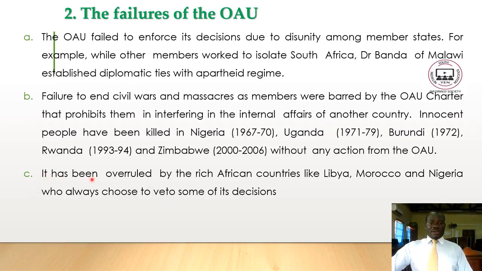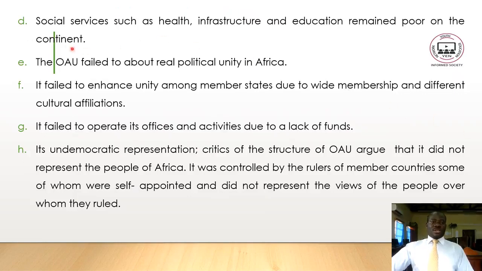It has also been overruled by the rich African countries like Libya, Morocco, and Nigeria, who always choose to veto some of its decisions. So those rich countries always reject, they veto. To veto is to oppose an established or an agreed point, to say we are going to do this action. Then you find that one country says no, we are not going to do this, then that one fails. Also, social services such as health, infrastructure, and education remained poor on the continent.